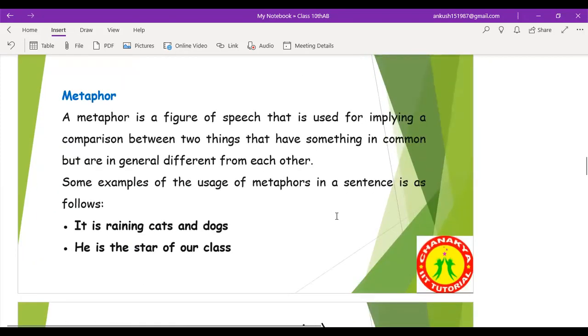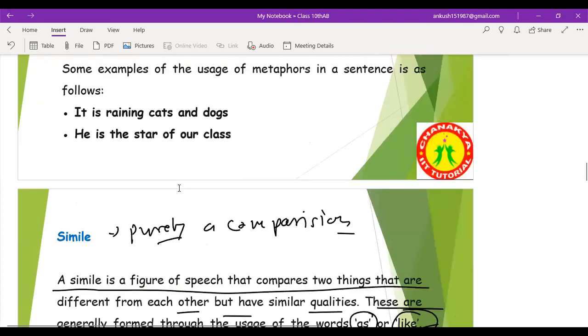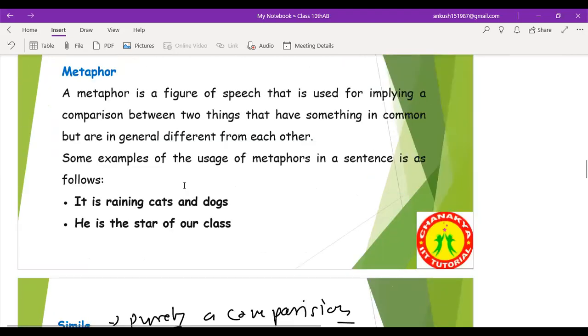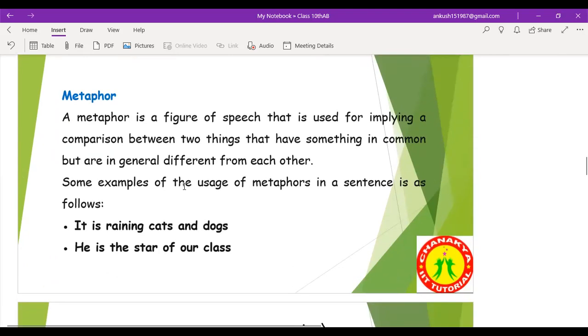I told you some time ago that I would take metaphor later, after simile. Once you have understood simile, only then will you be able to understand metaphor. What is metaphor? In simile, we compare the objects. But in metaphor, one object's quality is given to another object.